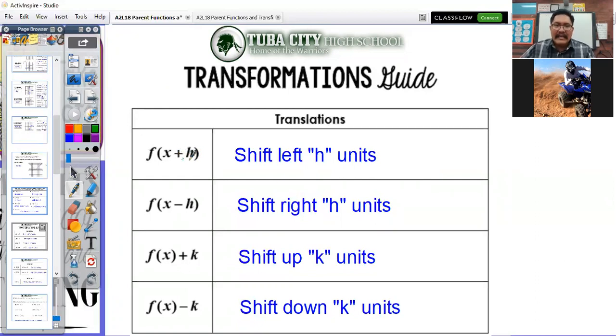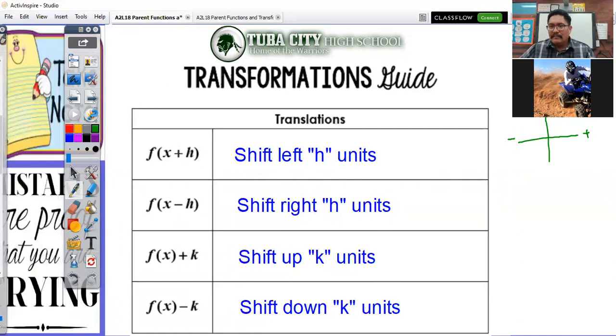If I add H, you might be thinking, well, this way is the plus and this way is the minus. But actually, for these things, it's backwards. So if you add a number, you're actually shifting it left towards the negatives. And if you minus something, you would think it would go towards the minus direction, but again, it's backwards from the way you would think. In this case, it would go to the right that many units.